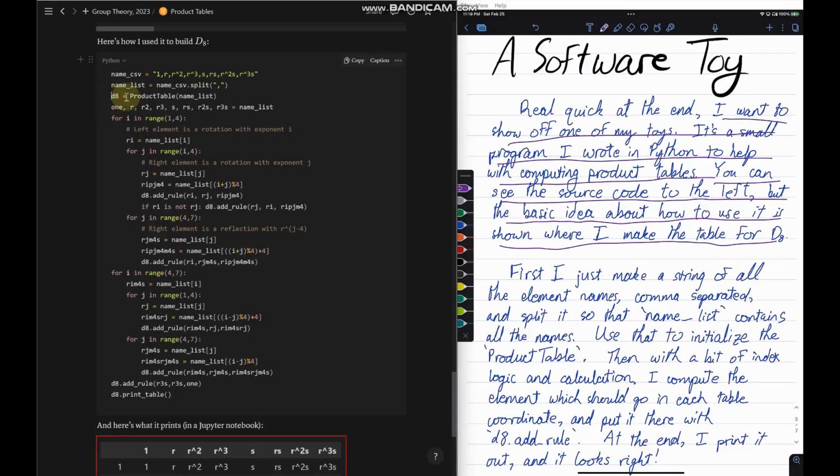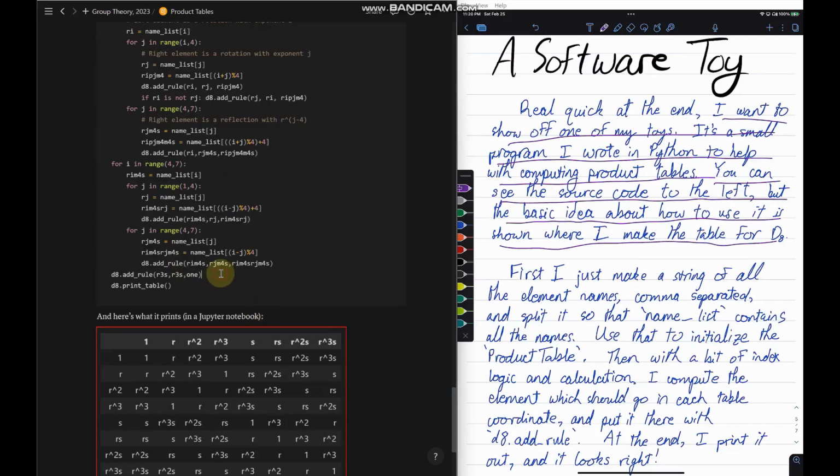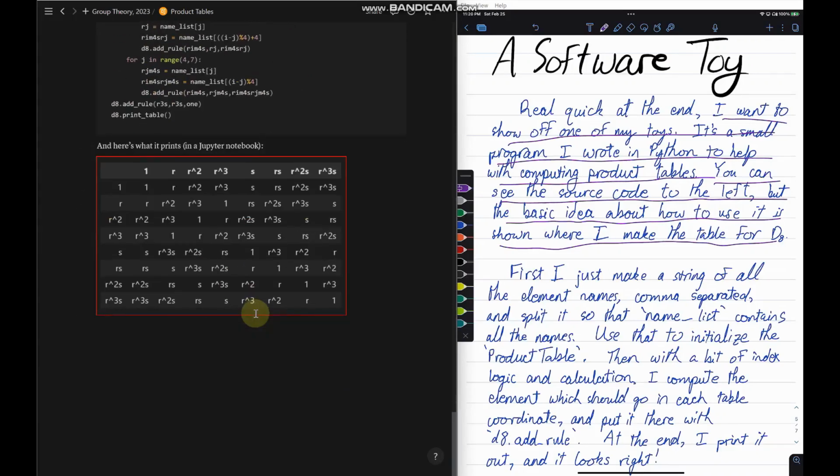That's all just so that I can initialize my product table. I also spill it all out so that I can refer to all of these elements. In these for loops, there's a bunch of logic and calculations on the order in which the elements occur, but the basic idea is that I compute what each product should be and add that as a rule. And then down here, I print out the table that it produces. You can see this relatively nice pandas data frame printout.